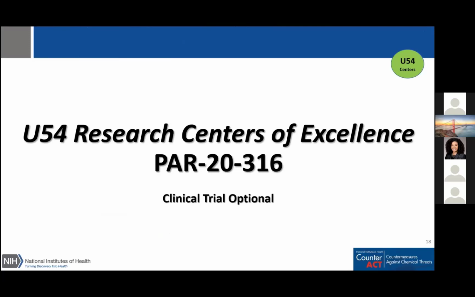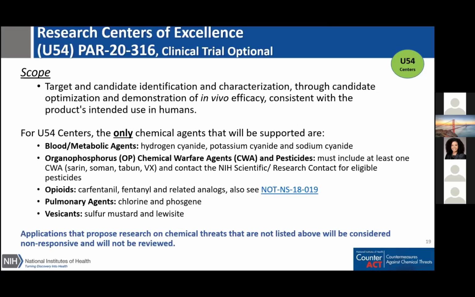So finally, we also support large multi-component research centers of excellence. These centers are designed to facilitate interdisciplinary collaborative research. The scope of the research spans from target and candidate identification and characterization all the way through to candidate optimization. Now, because of the higher resources that NIH invests, these centers can only propose research on certain chemicals, which include the cyanides, the organophosphorus nerve agents and pesticides, opioids, chlorine and phosgene, and sulfur mustard and lewisite.